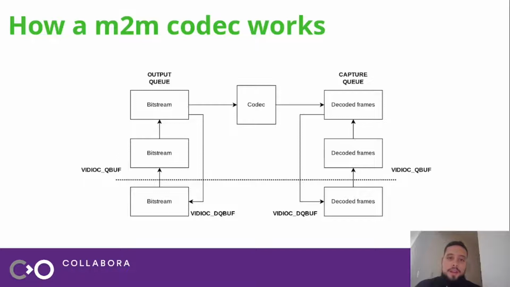And the idea is that this operation is going to be a loop where a client program will be queuing buffers on the left and on the right hand side, and eventually the codec will be placing decoded frames on the capture queue, and you'll be able to dequeue these buffers in user space. And there's no relationship in particular between queuing one bitstream buffer and getting one decoded frame. This is codec specific.